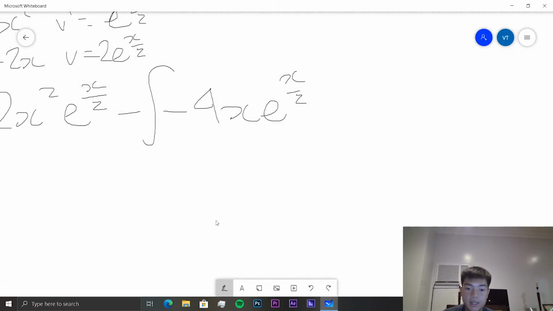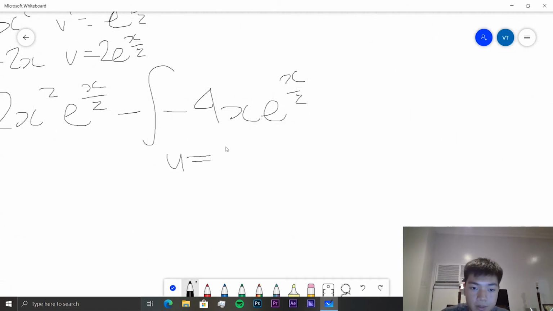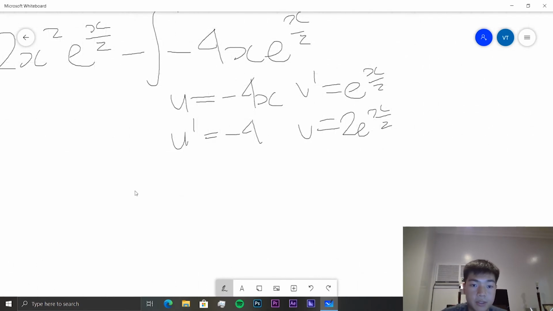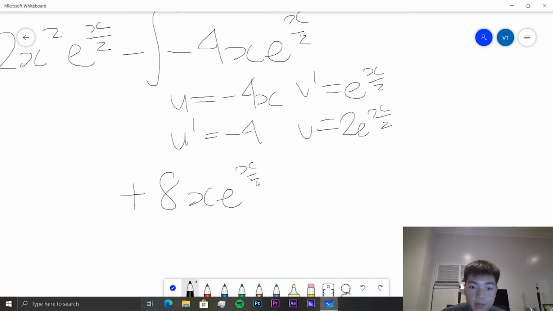Okay, and so now we need to integrate this. So we get u is equal to negative 4x, u prime is equal to negative 4, v prime is equal to e to the x over 2, v is equal to 2e to the x over 2. So we get this is equal to plus 8x e to the x over 2 minus the integral of 4e to the x over 2. No, minus the integral of 8e to the x over 2.